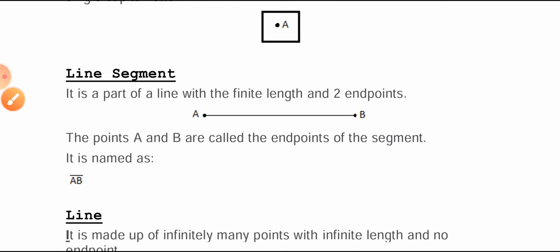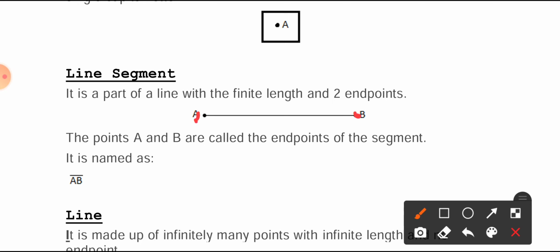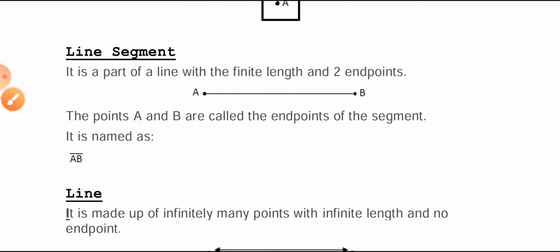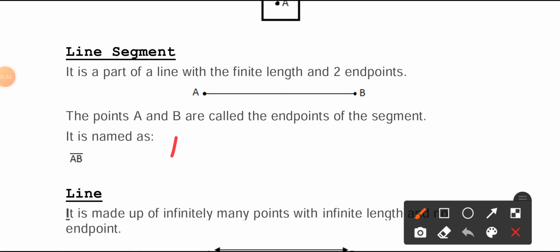Then see the line segment. It is a part of a line with finite length and two endpoints. A line segment means which has two endpoints. You can see A and B. Finite means its length is fixed, like 2 centimeter, 5 centimeter, 7 centimeter, which has two endpoints. So the points A and B are called endpoints of the segment, and we can represent it by AB. This is the symbol to denote the line segment AB.